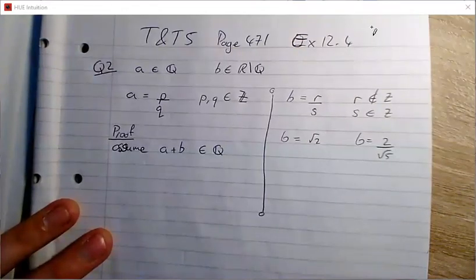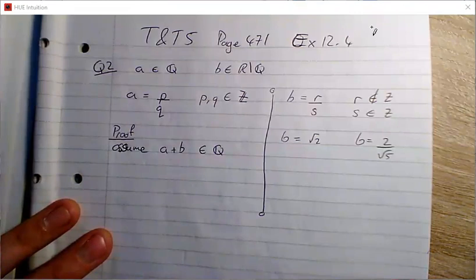Hi everyone, we're looking at Text and Test 5, page 471, exercise 12.4, and proof by contradiction here. This is maybe tricky enough. The one you really want to know is example 2 on page 470, which I'll be looking at in class. That comes up a lot in tests or in exams. But I'm looking at a different one here, which is question 2.